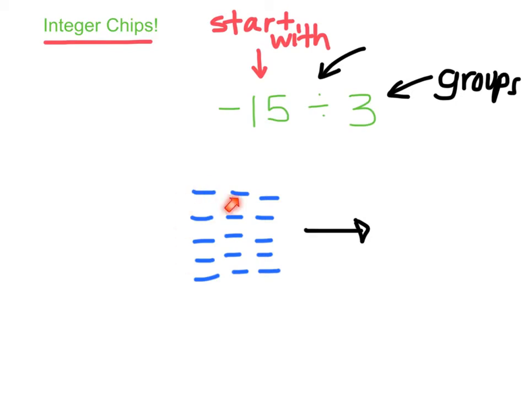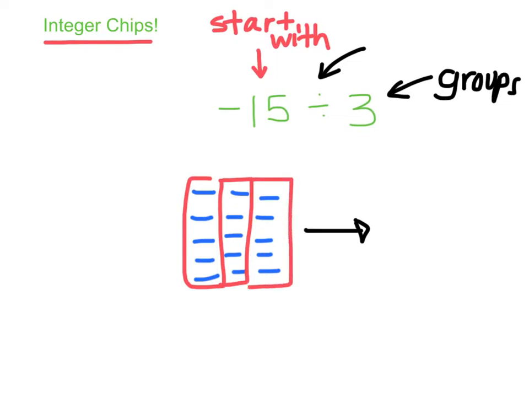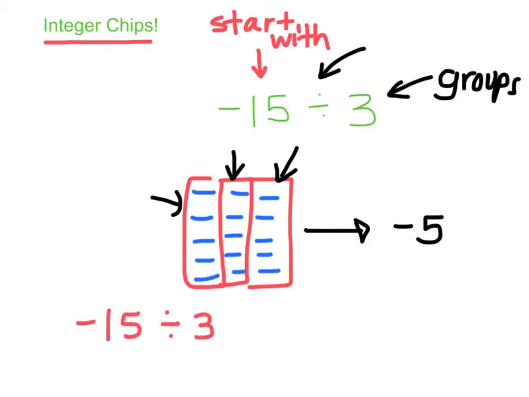If I take 15 divided by 3, it's going to give me 5 in each group. So I'll just draw it out, 3 separate groups. Now to get my answer, I can see how many are in each group. Well, there's negative 5 in that group, negative 5 in that group, negative 5 in that group. So my answer is negative 5. So the answer to this division problem, negative 15 divided by 3, is negative 5.